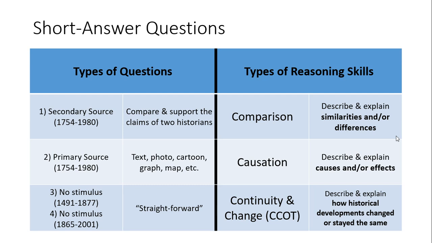The second type is called the primary source. Here you'll be given a primary source document, which may take the form of text or a photo, could be a cartoon, a map, and you will be asked to analyze that. The third type is what I nicknamed the straightforward type. They call it the no stimulus type. But here there is no stimulus, no primary or secondary source, no photo or cartoon or map. It's simply a straightforward question that you'll be answering.